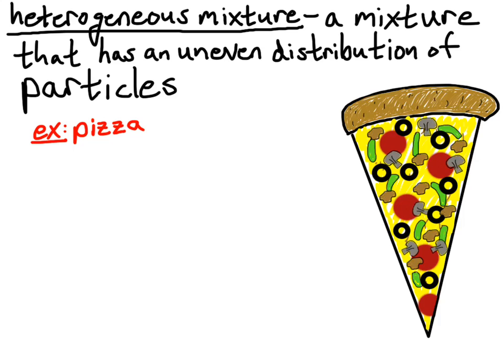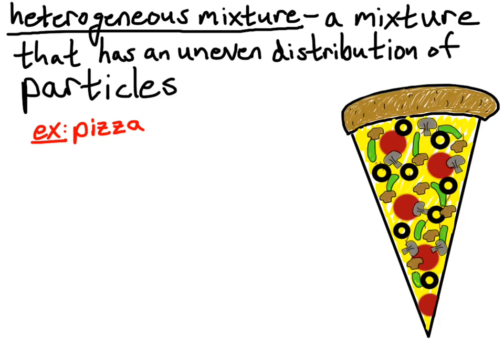Now, we'll talk about heterogeneous mixtures in two different but related ways. The first thing that I'll talk about is that heterogeneous mixtures may have different regions. So when we look at a pizza, we can see that there are different regions, and this is something that homogeneous mixtures don't have. If there are regions in a particular mixture, it is heterogeneous.